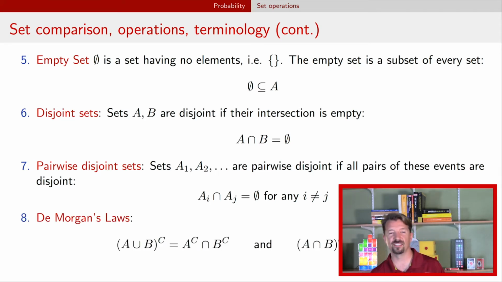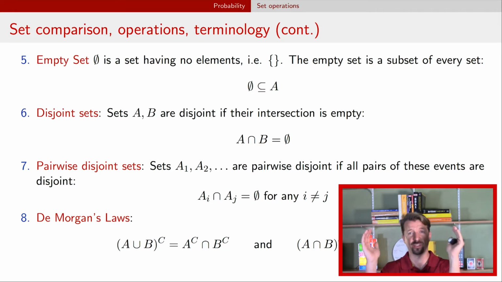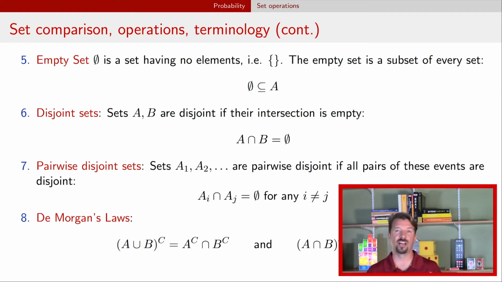All right, the last on this slide is De Morgan's laws. So De Morgan's laws just basically allow you to convert back and forth between unions and intersections. So if we have A union B, then complement, that's equivalent to A complement intersection B complement. If we have A intersection B complement, then we can do A complement union B complement.